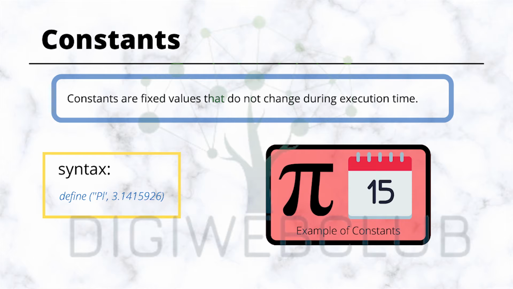Now, aside from variables, we can also define constants, and constants are things that don't change their value over time. So something like the value of pi is a constant. So to define a constant, we use the define keyword, and then we set the variable name, or the constant name in this case, and then the value of the constant, which is 3.1415926 in this case.